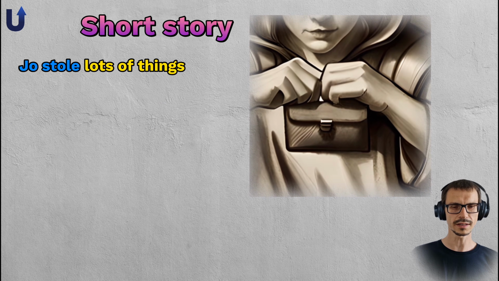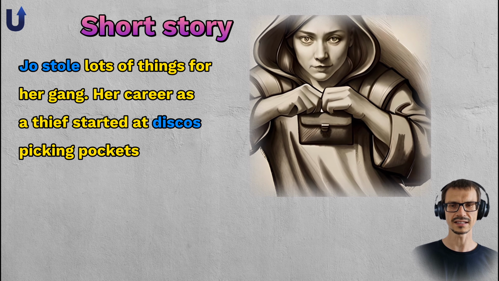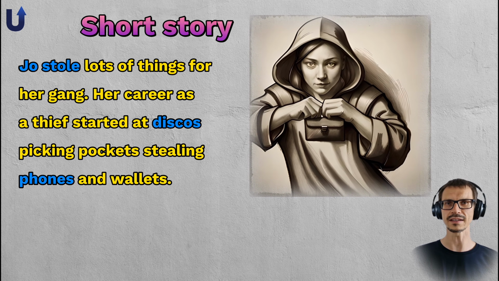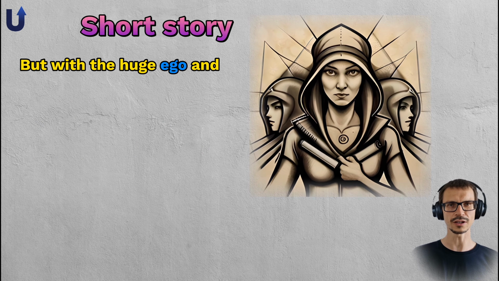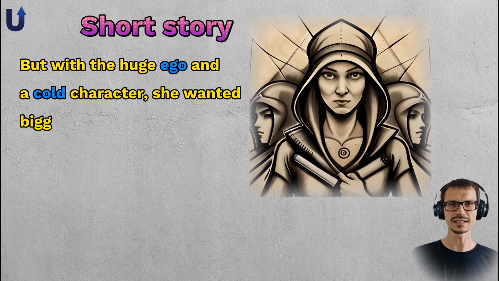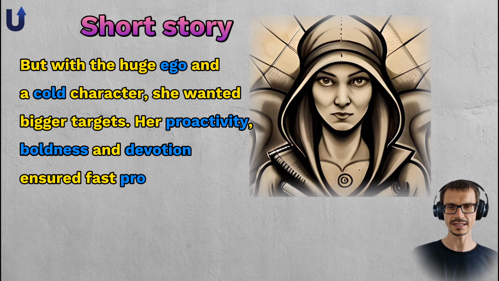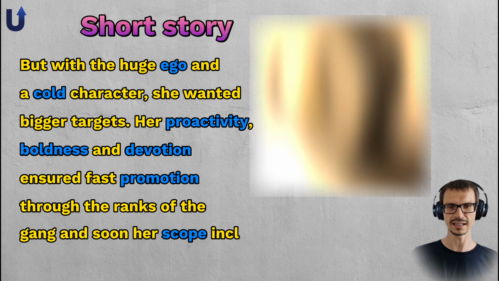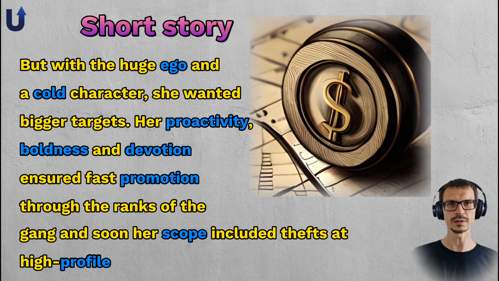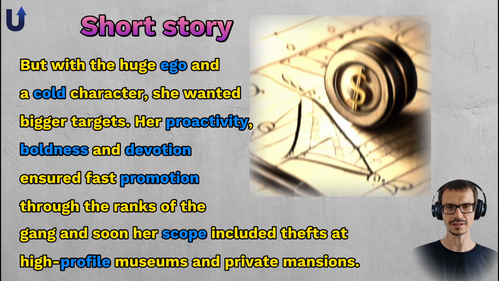Jo stole lots of things for her gang. Her career as a thief started at discos, picking pockets, stealing phones and wallets. But with the huge ego and a cold character, she wanted bigger targets. Her proactivity, boldness and devotion ensured fast promotion through the ranks of the gang, and soon her scope included thefts at high-profile museums and private mansions.